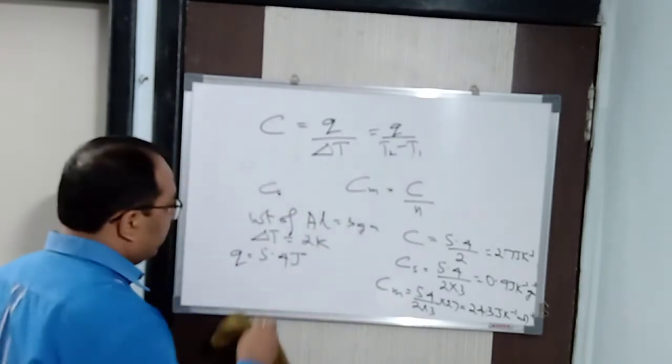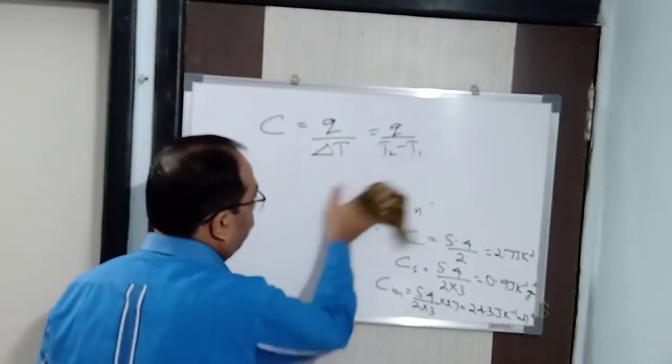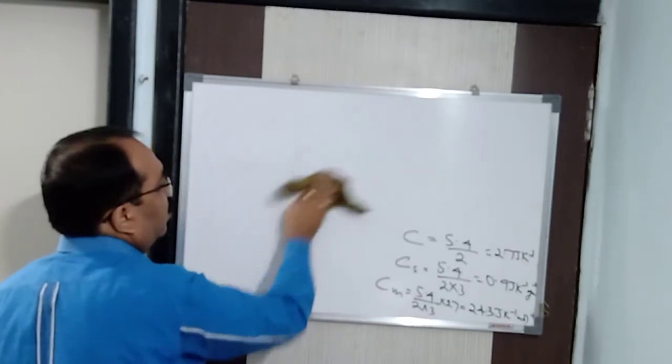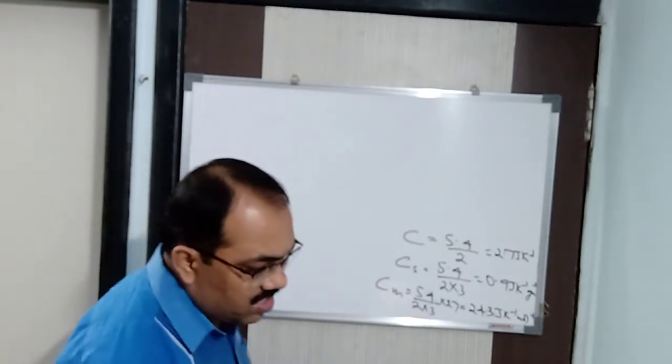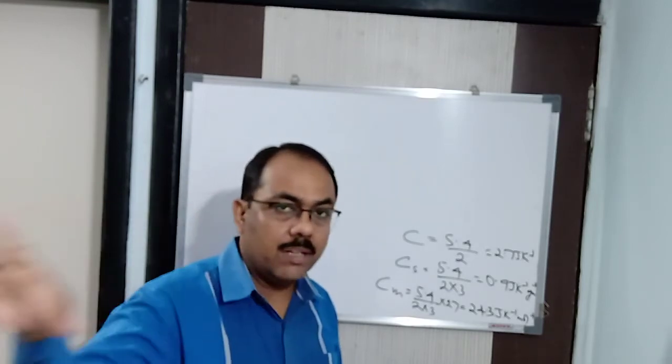Now next, we use specific heat capacity basically in calorimetry. Calorimetry is a principle which says that the heat lost by a particular substance is equal to the heat gained by another substance.